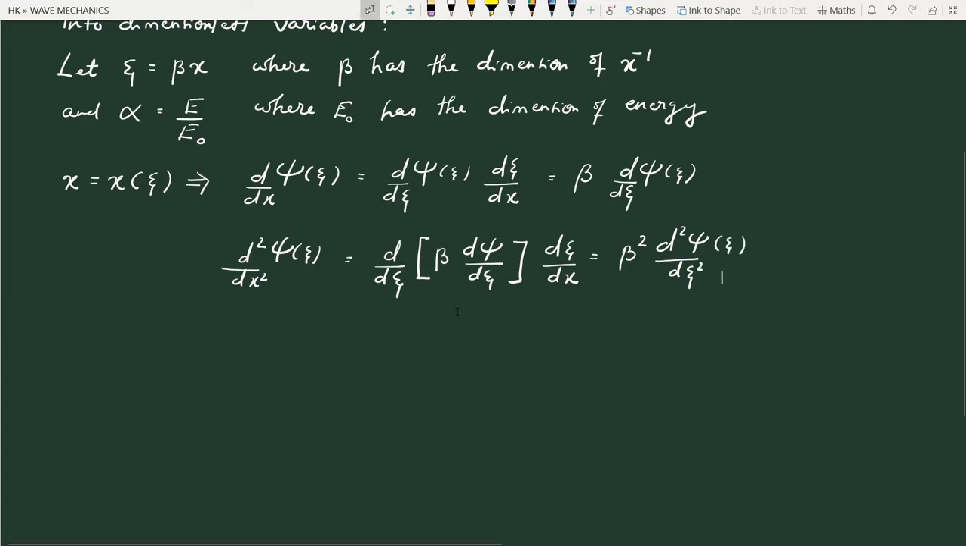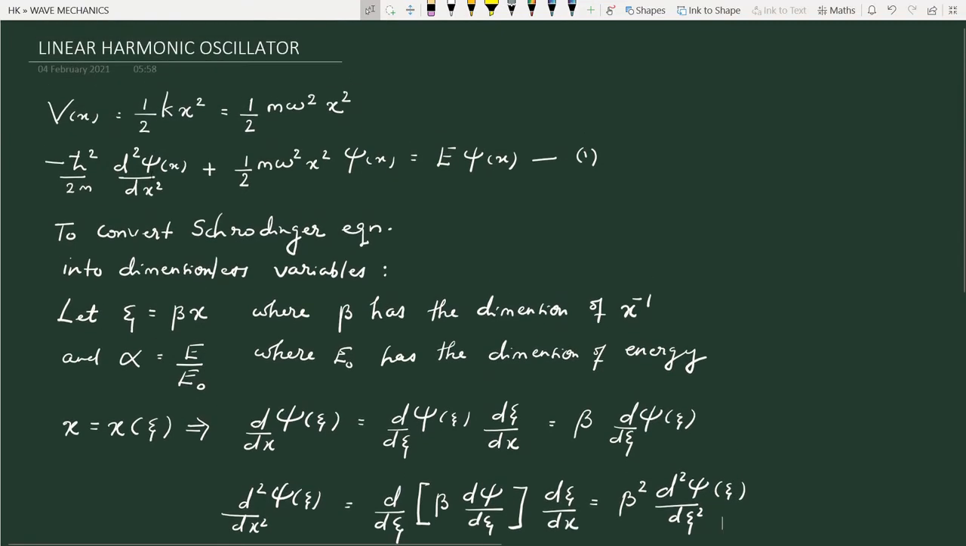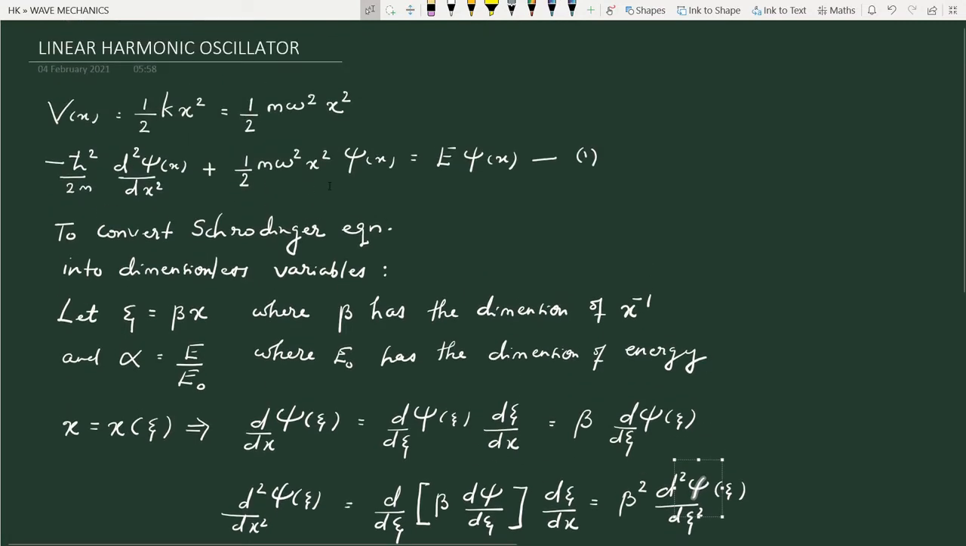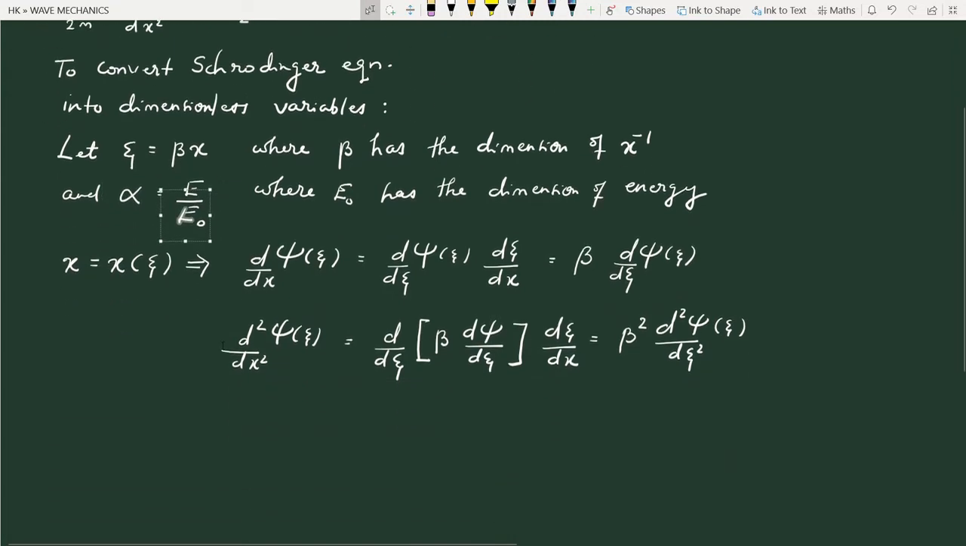So now we can substitute for the second derivative in the Schrodinger equation. D square psi by dx square we have expressed as beta square times d square psi by d theta square. And other terms also: in terms of x square I can rewrite in terms of theta, it is theta by beta, whole square. And in terms of e I will write alpha times e0. So let us see that.